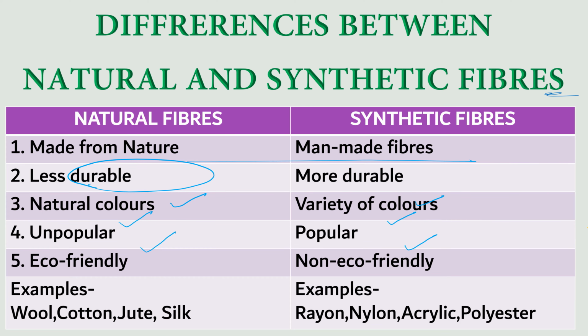Natural fibers are unpopular, whereas synthetic fibers are popular. Natural fibers are eco-friendly, whereas synthetic fibers are non-eco-friendly. A few examples of natural fibers are wool, cotton, jute, silk, etc. A few examples of synthetic fibers are rayon, nylon, acrylic, polyester, etc.